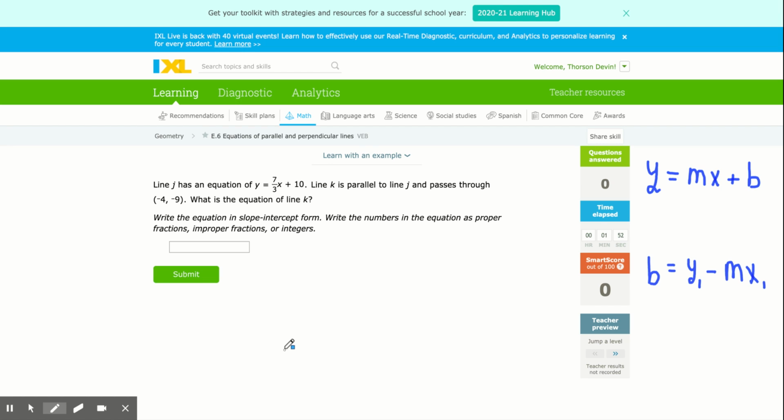Welcome. This lesson is just writing the equations of lines given that they're parallel to another line or perpendicular to another line. For instance, this one says line J has an equation of y equals 7/3 x plus 10. It wants you to write the equation of line K, which is parallel to J and passes through this point (-4, -9).